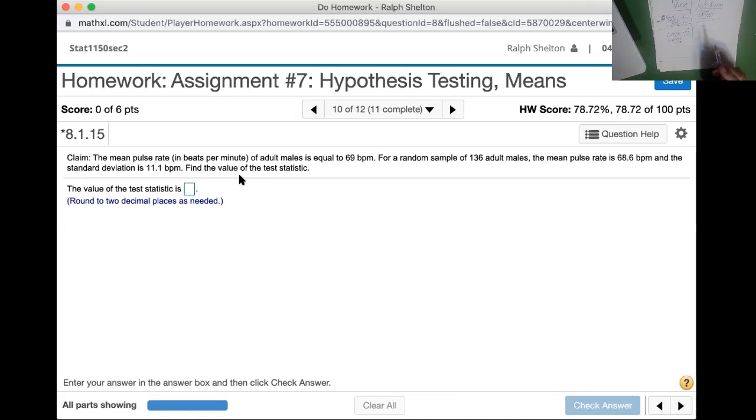What else was I going to say? It seemed like there was something else there, but that's the gist of it. Oh, and this is with means testing, okay, where we're looking at population means and X bars.